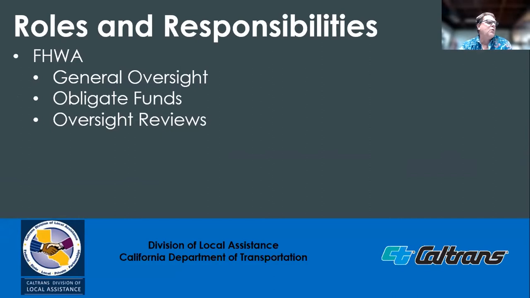FHWA has the overall responsibility for the federal aid program. They are ultimately responsible for ensuring the financial integrity and compliance with federal laws and regulations. FHWA obligates the federal funds to individual projects. FHWA will perform program reviews. They identify high-risk areas to the federal aid programs through annual risk assessments and on an ongoing basis based on information gleaned through day-to-day interactions with Caltrans and local agencies.